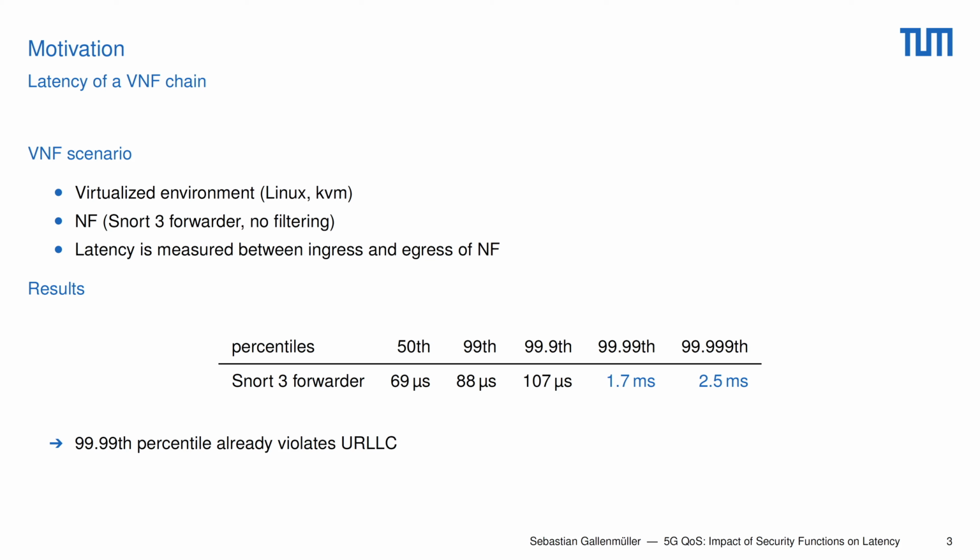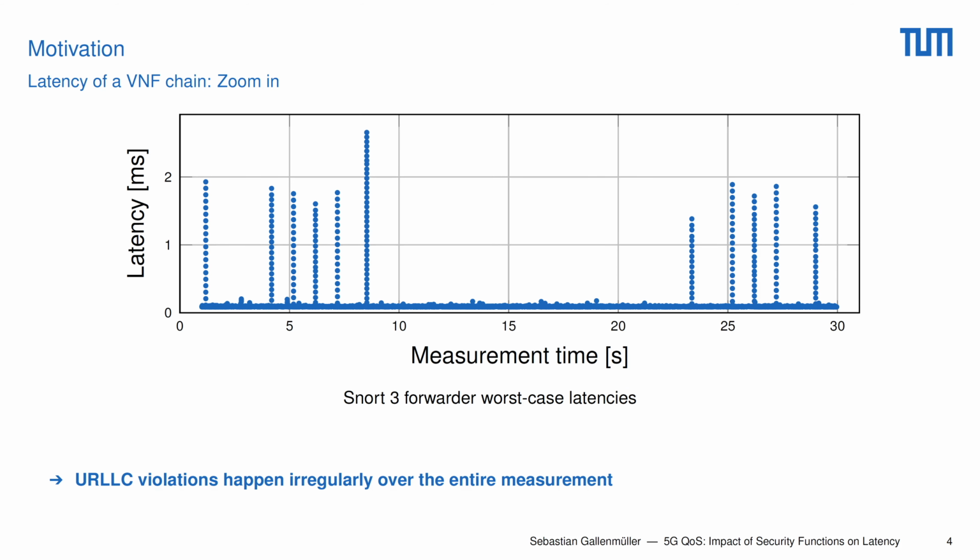is seriously violated. If we have an even closer look at our measurements, here we can see in this plot that the measurements happened over a measurement time of 30 seconds. And even for this short measurement window, we see several of these latency spikes. So we have several violations of our URLLC deployment. So what are the reasons for this system behavior?